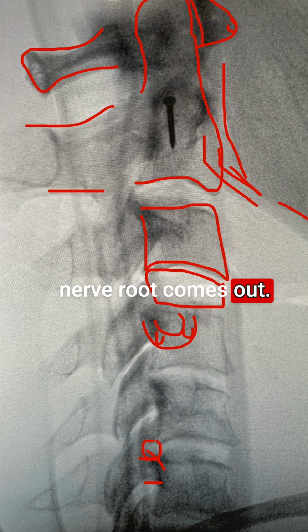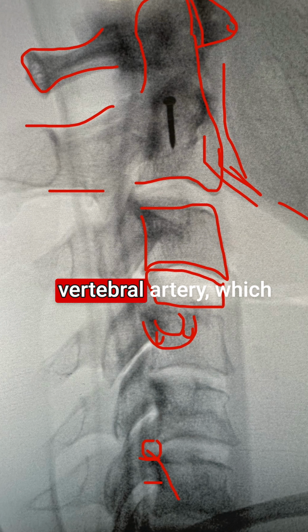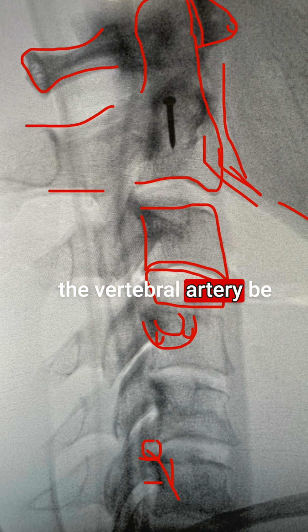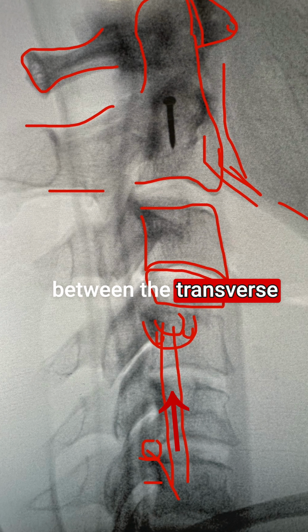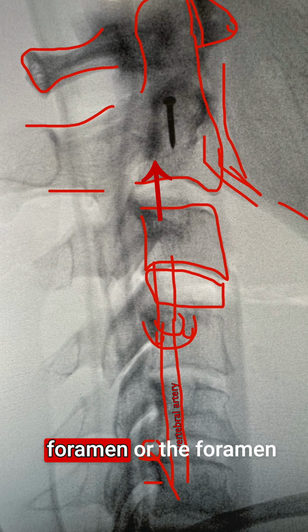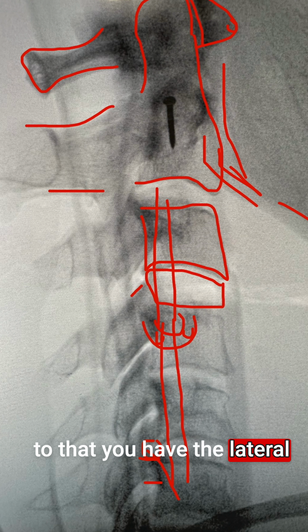And the nerve root comes out, and this would be the ventral ramus, and it kind of goes posterior to the vertebral artery, which would be running all the way up here between the transverse foramen, or the foramen transversarium. Posterior to that, you'd have the lateral mass.